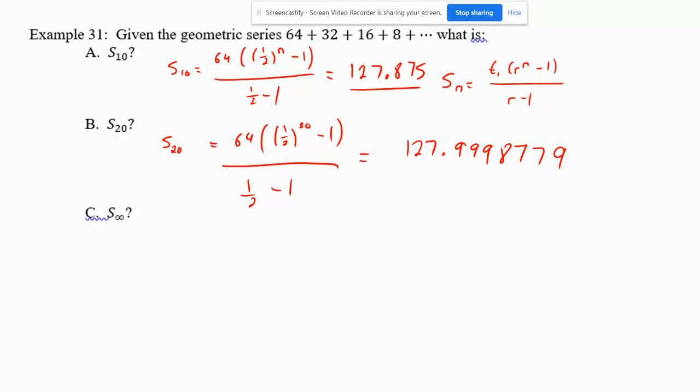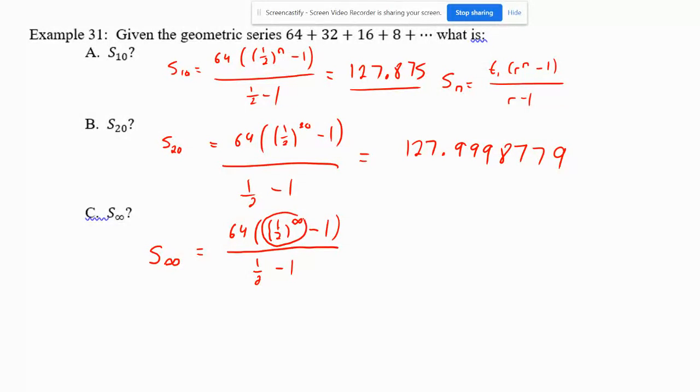Let's see what we get for S infinity, and here's how we do it. If I have S infinity, that would be T1. Let's back up for a sec here. Sorry. T1 is 64, so I'm just going to put in a 64 for this question. My common ratio is 1/2 to the infinity. Now, guys, this I'm going to say is very loose math over here because infinity is not a number, but it's kind of proving what's going to happen over here.